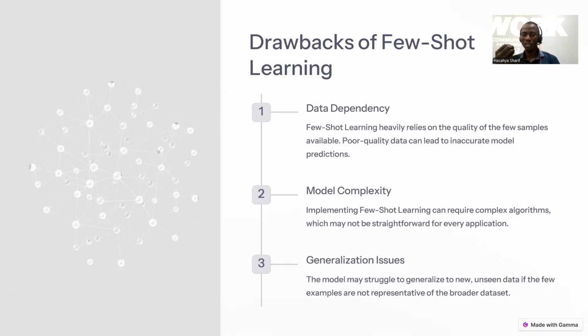Then model complexity. Implementing few-shot learning can require complex algorithms, and such algorithms are not straightforward for every application. You find that it can work maybe in sound event detection, or maybe in rare disease diagnosis in the health sector. Then also generalization issues. The model may struggle to generalize to new unseen data if the few examples are not representative of the broader set.